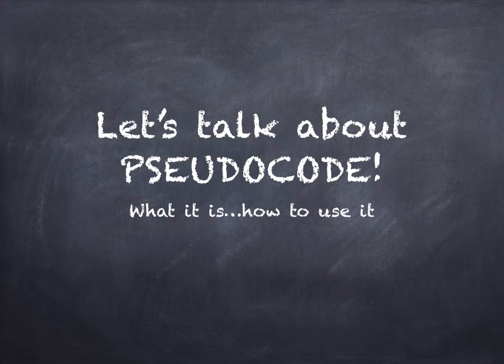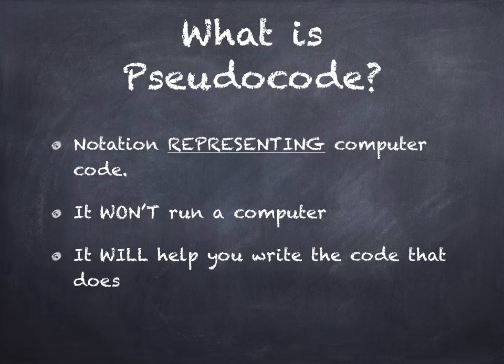This is Mr. Tush, and I am talking to students today about pseudocode and what it is, why we use it, and how we use it. Well, pseudocode is notation that we put usually on pencil and paper. It represents computer code. But what we write won't actually run on a computer, but it does help us sketch out the logic we need to use so that the computer will do what we want it to do.